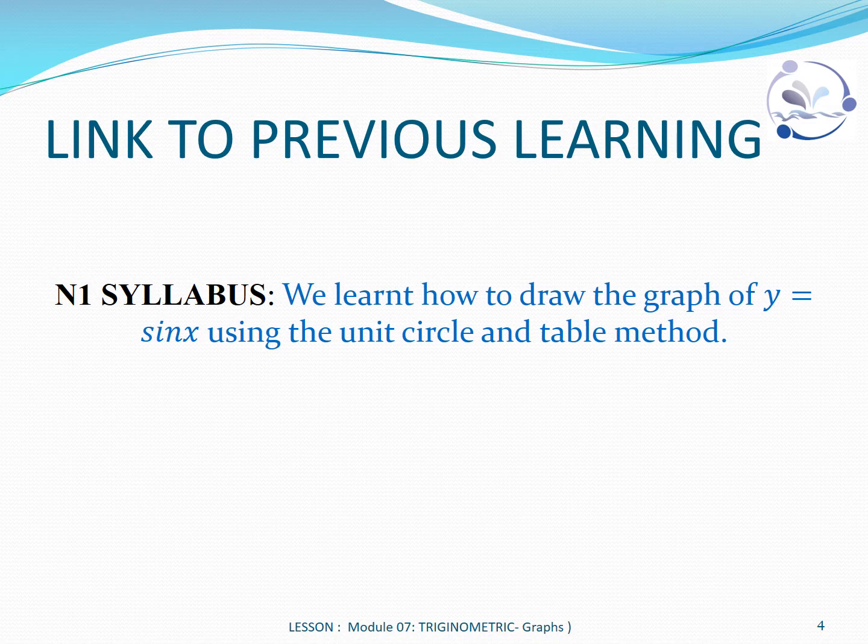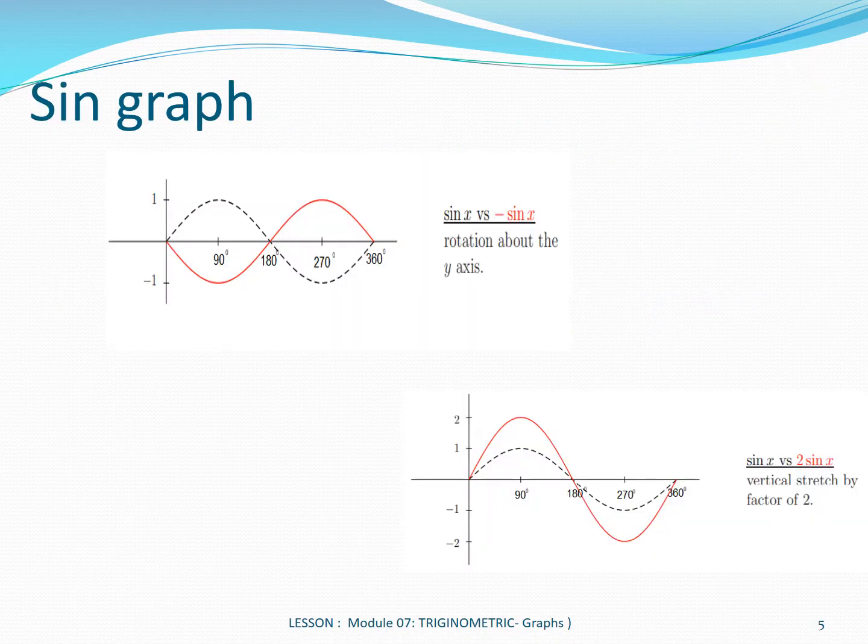From the previous syllabus, in N1, we learned how to draw the function of y equals sine x, using a unit circle radius method or a table method. So in this case, we continue with that, but on top we are adding how to draw the cos graph as well. So let's look at what we had previously, what we've learned previously.